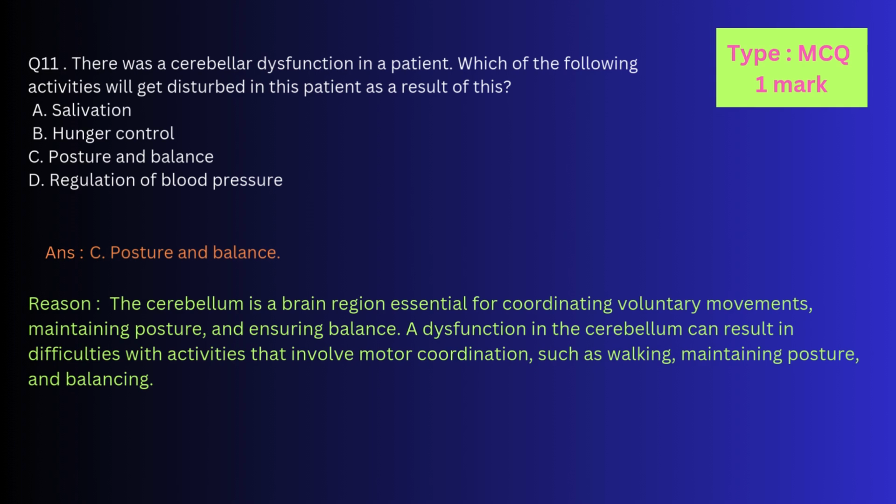Let's see why. The cerebellum is a part of the brain that plays a crucial role in coordinating voluntary movements, maintaining posture, and ensuring balance. When there is dysfunction in the cerebellum, it can lead to problems with tasks which require motor coordination such as maintaining posture, walking, and balancing. Option A, salivation, is actually controlled by the autonomic nervous system and not directly by the cerebellum. Hunger control is a function of the hypothalamus and not the cerebellum. Regulation of blood pressure is primarily controlled by the medulla oblongata and not the cerebellum. So thus, when the cerebellum is affected, posture and balance, option C, are the activities which are most likely to be disturbed.